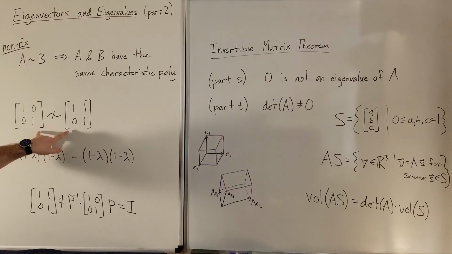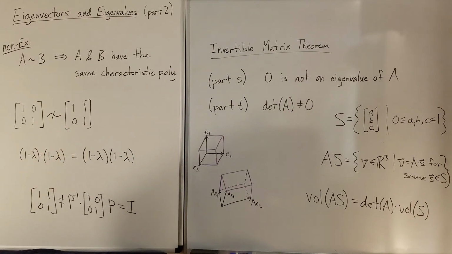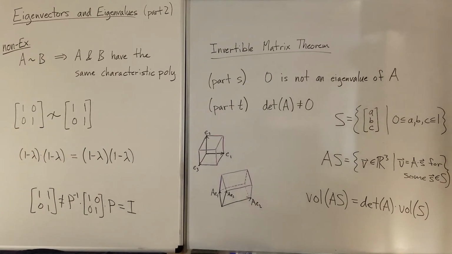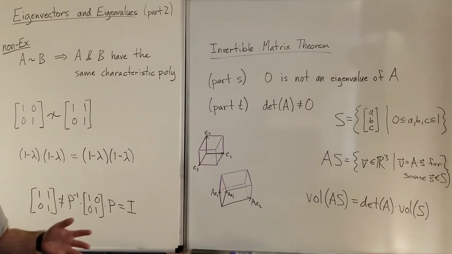Okay, so why are these two not similar, despite the fact that they have the same characteristic polynomial? Well, this one's the identity matrix, and in general, the identity matrix is never similar to anything other than the identity matrix, right? Think about similarity as representing the same thing in a different basis. And the identity transformation represented in a different basis should still be the identity transformation. It should still not do anything.